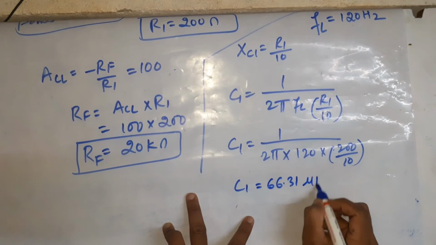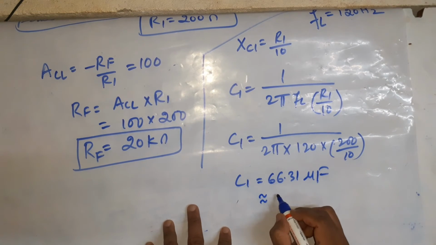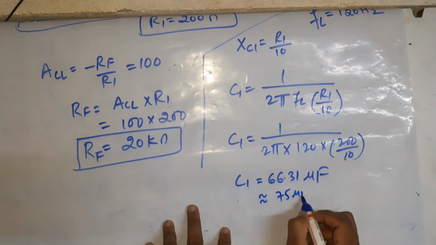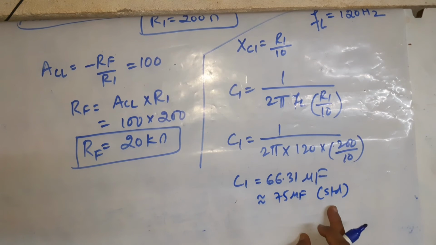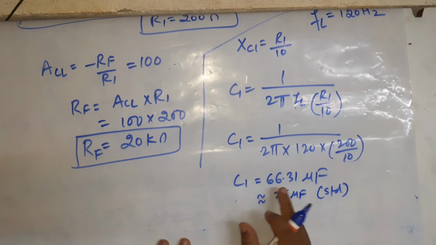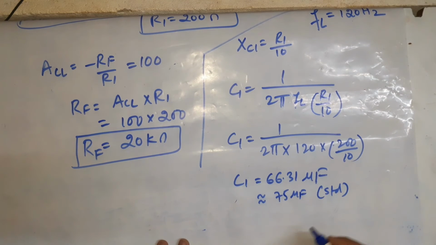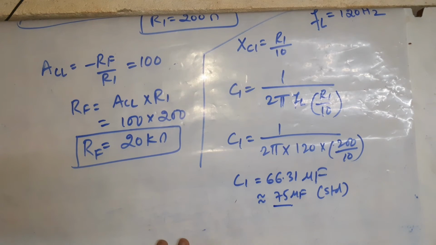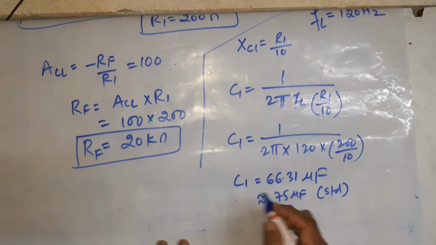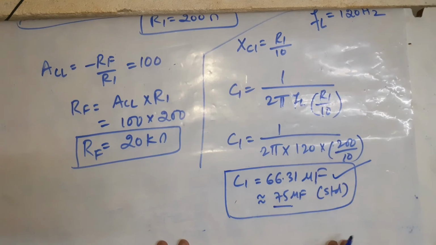You will get C1 equal to 66.31 microfarad, right? This can be approximated to 75 microfarad, the standard value. It is not necessary to write this, because a 66.31 microfarad capacitance won't be available in the market. The nearest available market value is the standard one. Even if you write it, it will not harm, and even if you miss it, it is not going to harm your solution. 66.31 is the right answer.